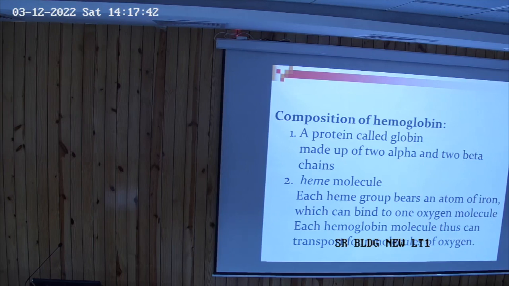There will be a change in the nature of the second chain. First is the alpha, second may be gamma, beta, delta. On the basis of the second chain, the hemoglobins are classified into different types. Clear? And derivatives, which we will see later on, are a different thing.